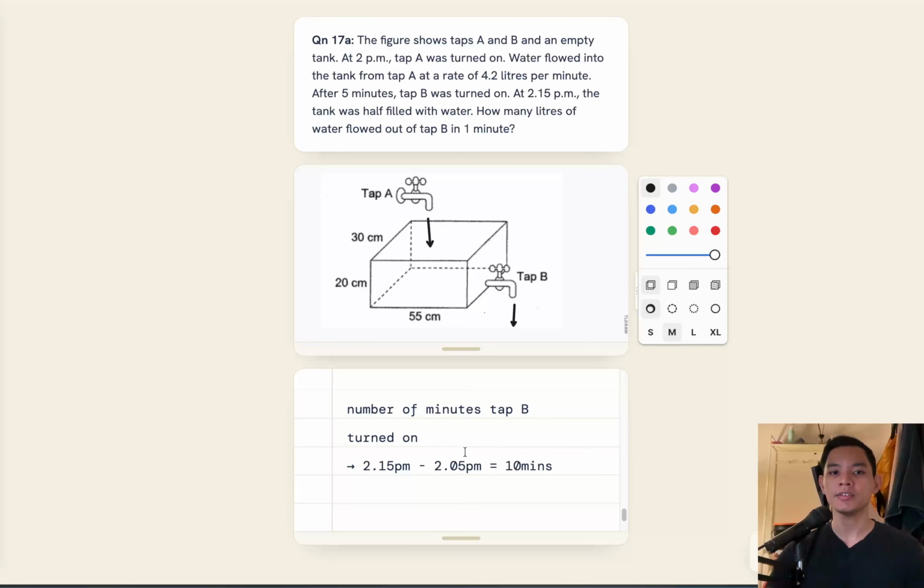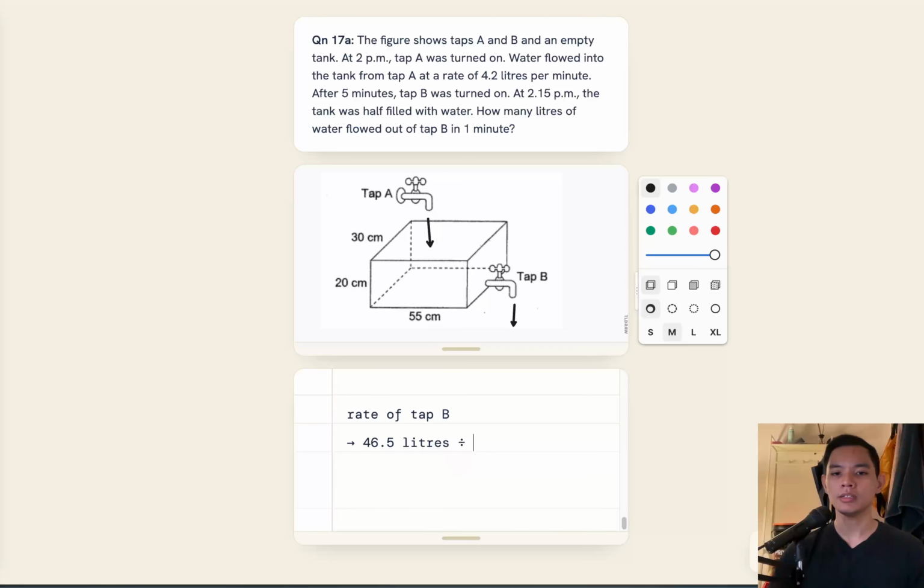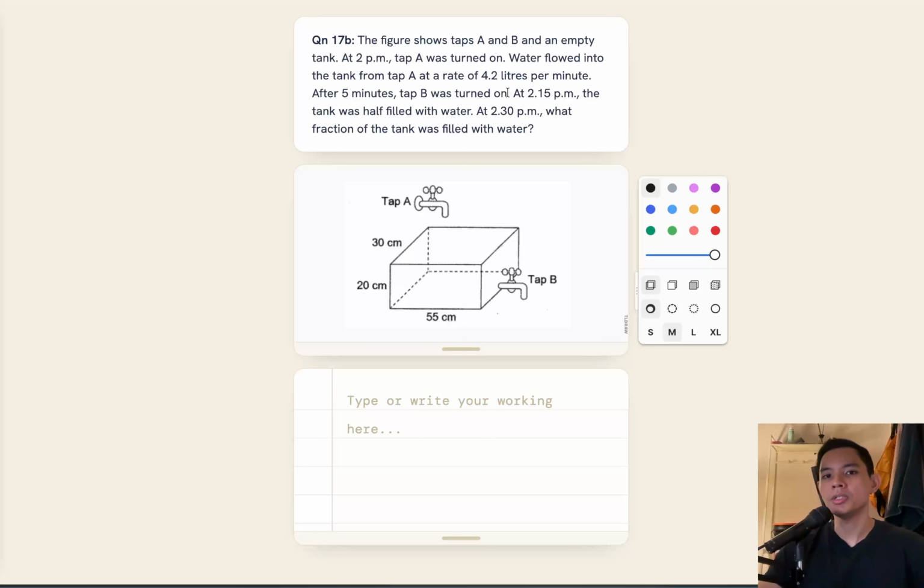So now we can find the rate of tap B. Basically, what is this? 46.5 liters divided by 10 minutes. This will be equal to 4.65 liters per minute. Okay, there you go. So that's the answer. So question 17, part B.